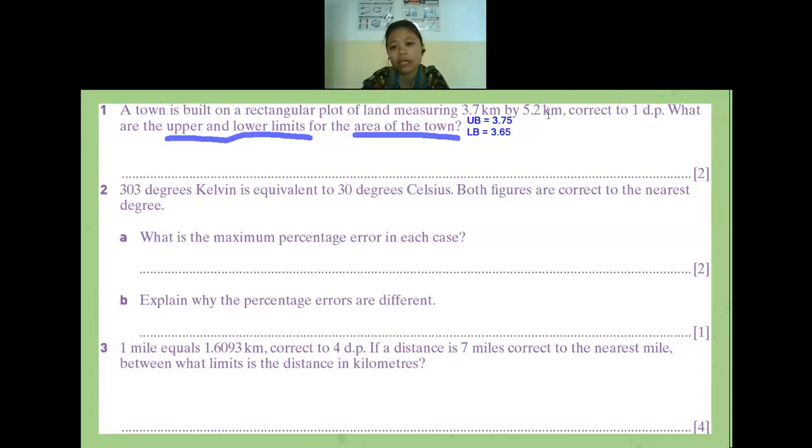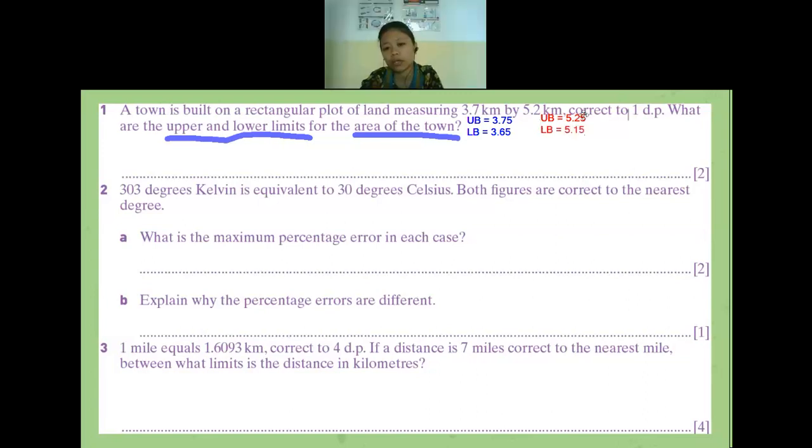No? If no one, then I will find the upper bound and lower bound of 5.2. How much is the upper bound? 5.25. Okay, what about the lower bound? 5.15. Okay, anyone get confused or get difficulties?